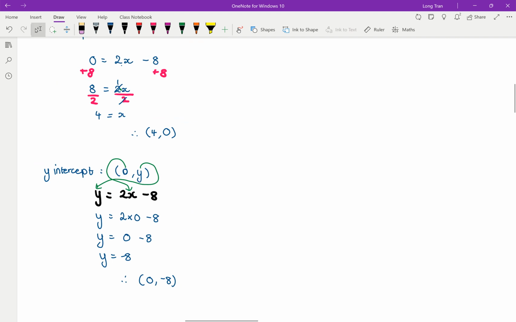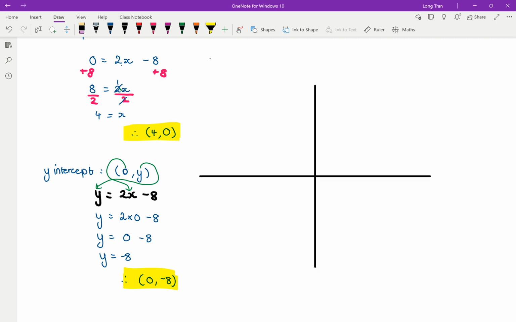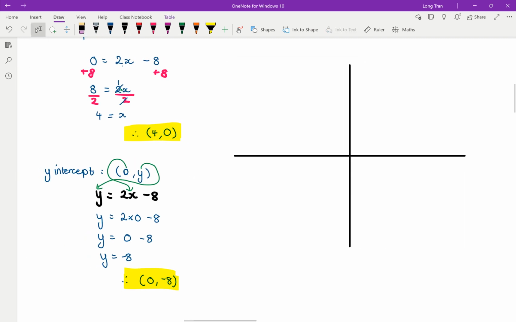So now that I've got 2 key points, I've got (4, 0) and (0, -8). You only need 2 points to sketch a straight line. So here we go. I'm going to now draw my axes out. Here we go. That's my axes. All right, use a ruler. And then from here, I've got y-axis, x-axis. It's a good habit to label the x and y-axis.